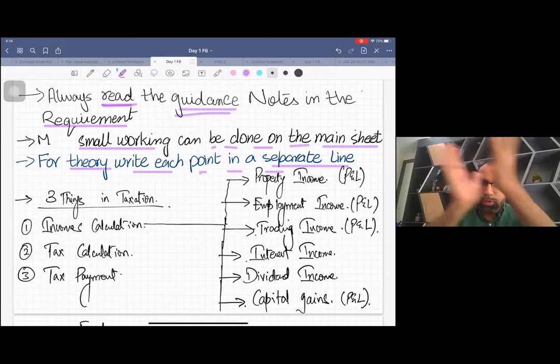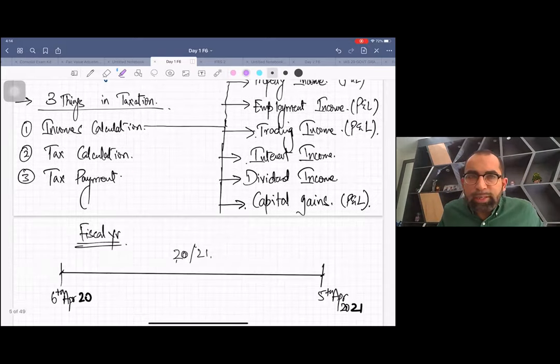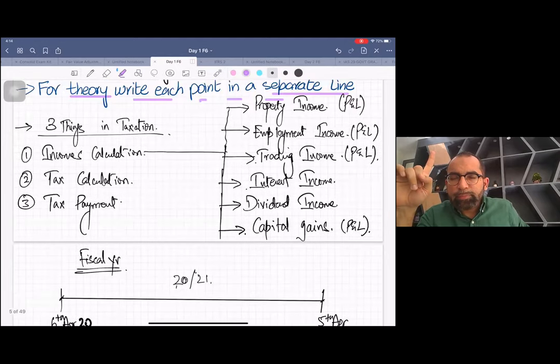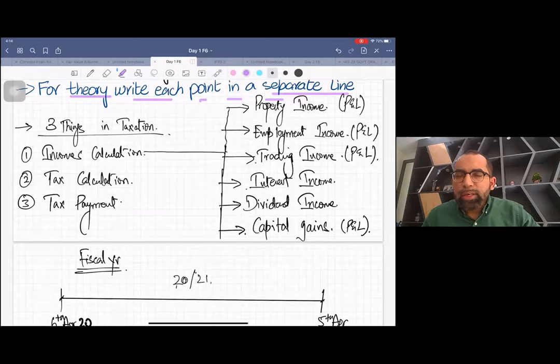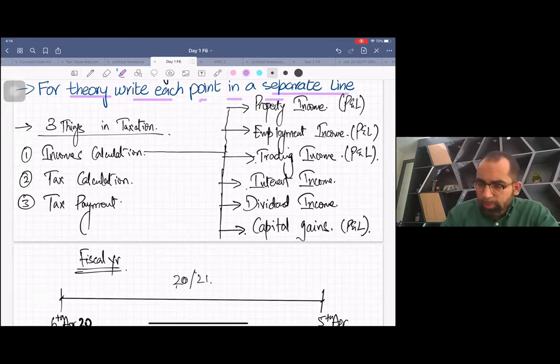Now, first of all, there are three things in taxation. You all know, the first thing is income calculation. The second thing is tax calculation, and the third thing is tax payment. I repeat, whenever somebody asks you to calculate tax, your first question will be, tell me what is your income. So first of all, we need to find the income. So the first step is income calculation.